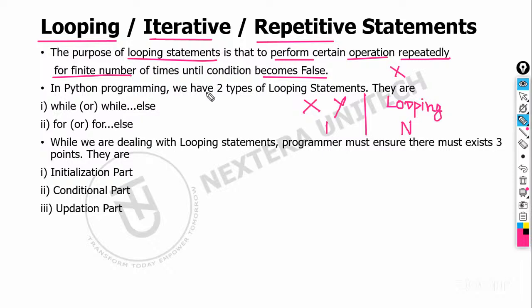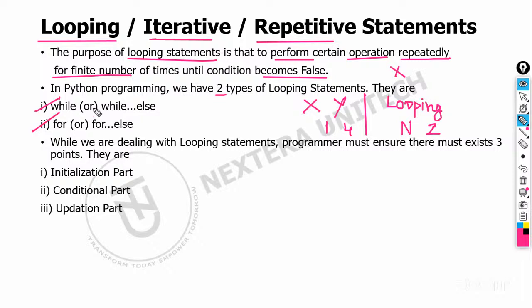Right. In Python, we have two types of looping statements. Conditional statements are 4, but looping statements are only 2. What are they? They are while or while else, and the second one is for or for else.